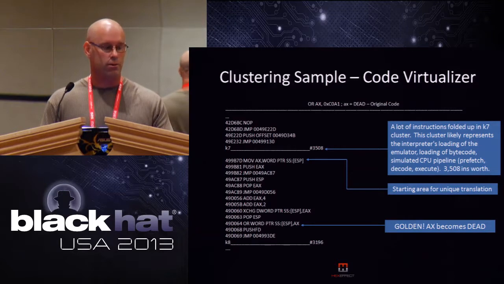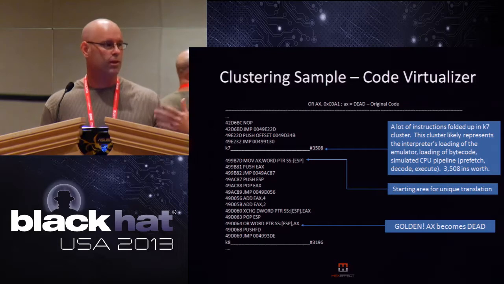And in that cluster, there's 3,508 instructions, and then the other one is 3,196. This was kind of the theory that I had that this would actually work, right? So the virtual machine would be detectable, and we'd be able to weed it out, and what would be left is what we're interested in.